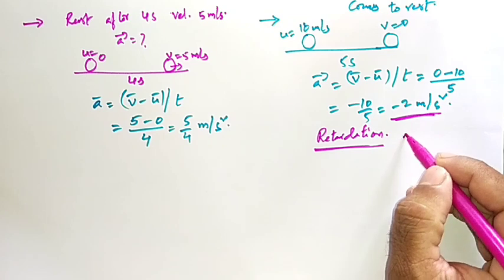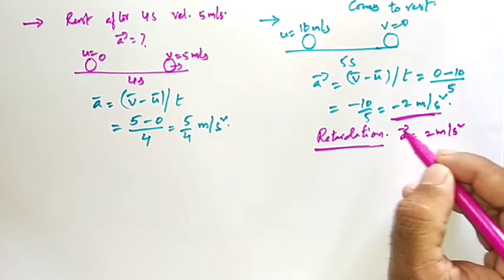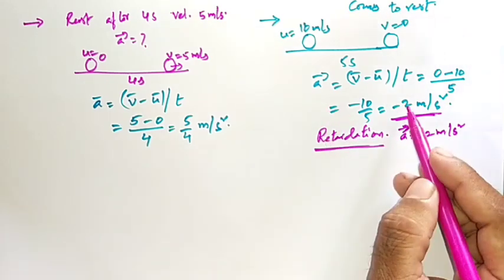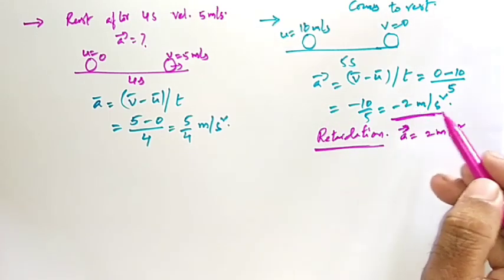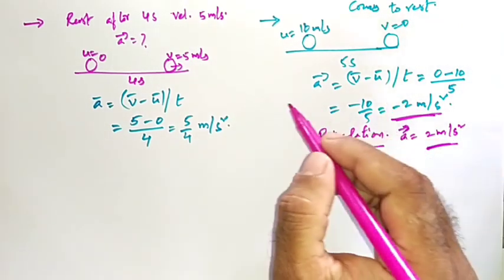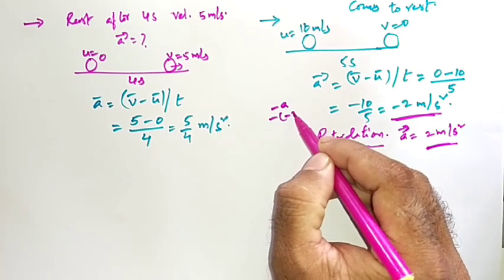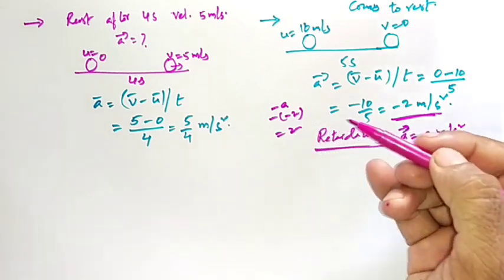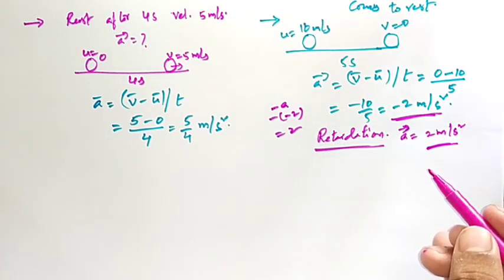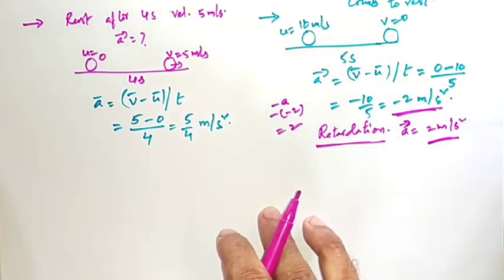What is retardation in this case? A is equal to 2 meter per second square. Very good. Acceleration is minus 2. Retardation is minus of minus 2, that is plus 2. Okay, acceleration is minus 2. Retardation is nothing but what? Minus a. That means minus of minus 2, that is 2 meter per second square. Clear? In this way, one can calculate numericals on acceleration.